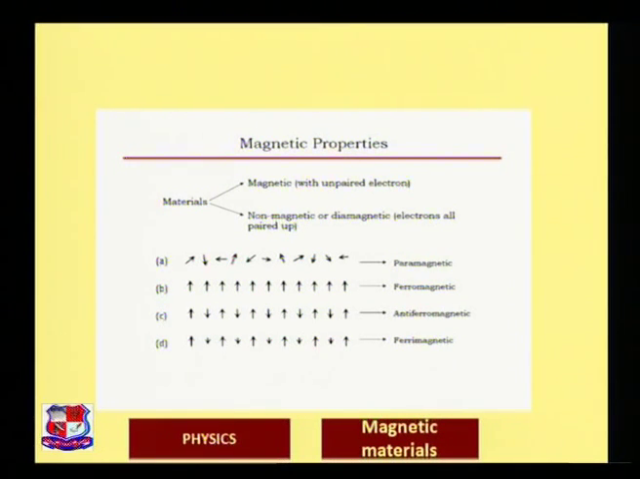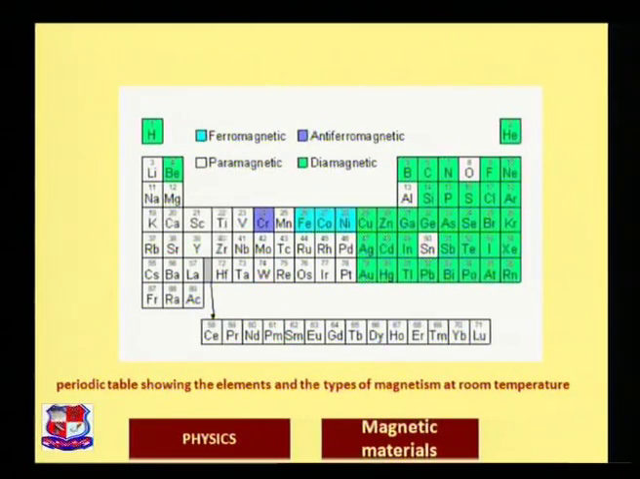It again shows the random orientation of paramagnetic material, but in the view of this we can have the periodic table. Here is a periodic table stating all the atoms, all the elements, but you can see that there are different colors in the periodic table. They show the types of magnetism at room temperature. You can see that here on the right hand side of the table, most of the elements are shown in the green color. So they show the diamagnetic properties prominently.